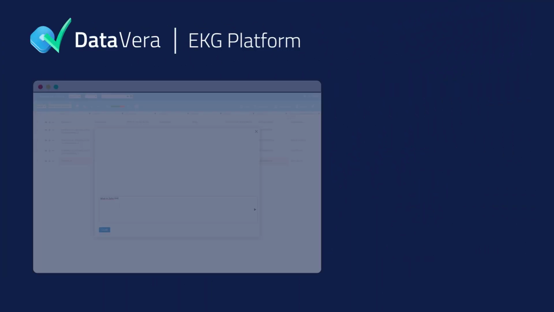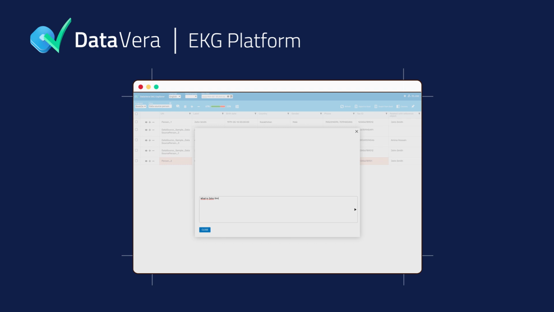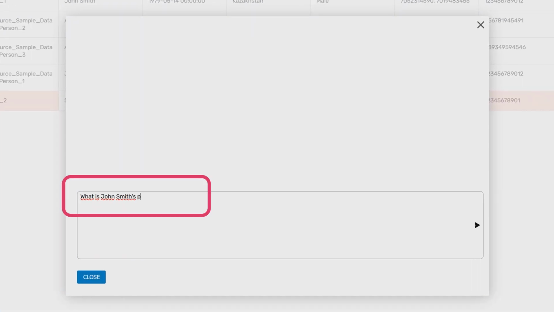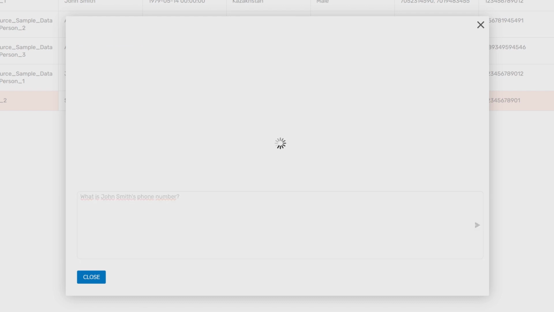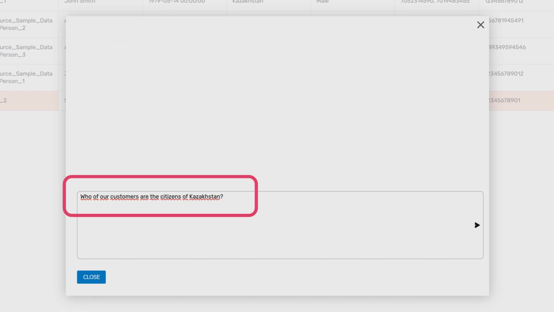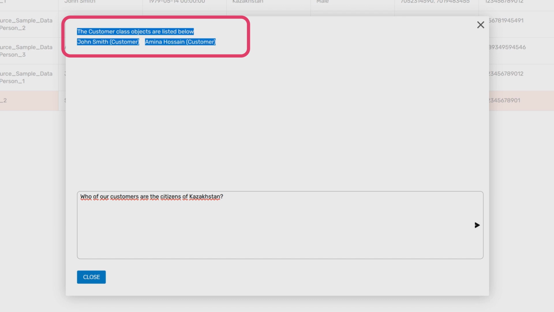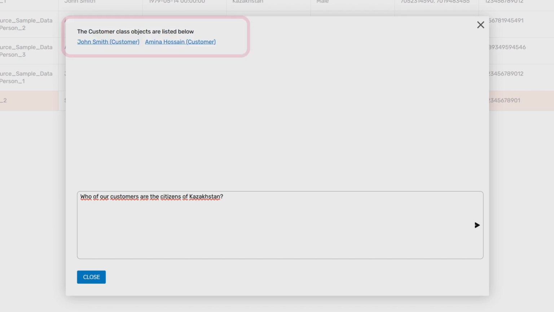You can use RAG in this way directly in the EKG platform interface. You can ask any questions that can be answered based on the contents of the database. The system recognizes mentions of the object types, relationships, and specific objects, and generates queries to the knowledge graph. Then, the system builds a context, obtains an LLM response to the user's question, and supplements it with links to specific database objects.